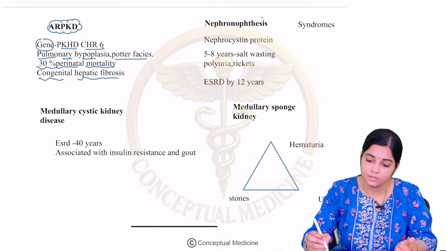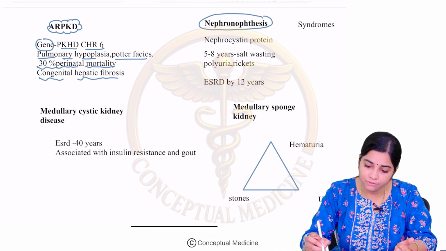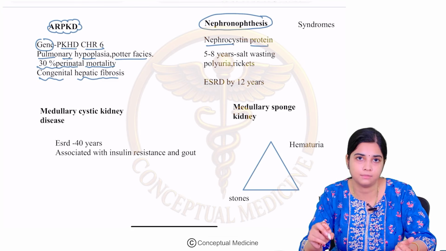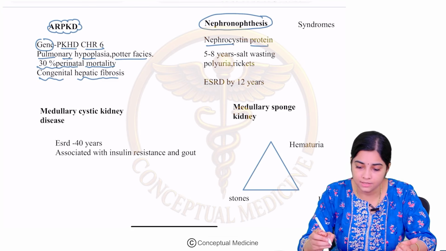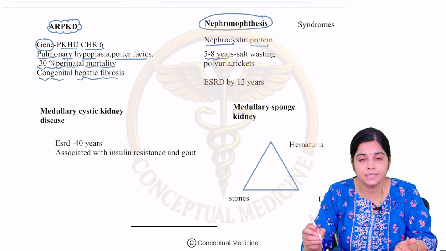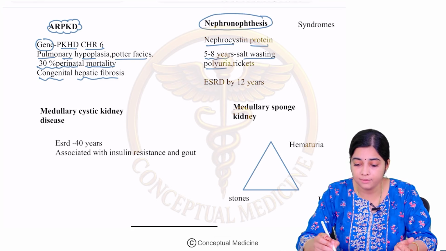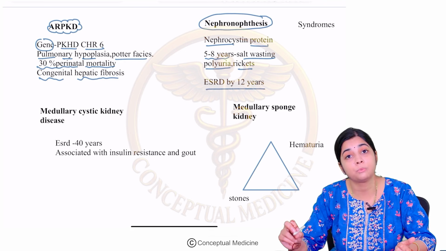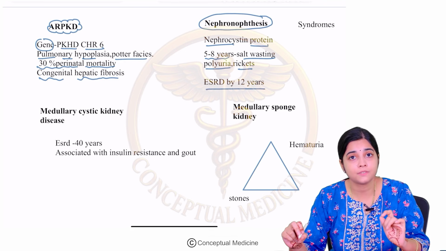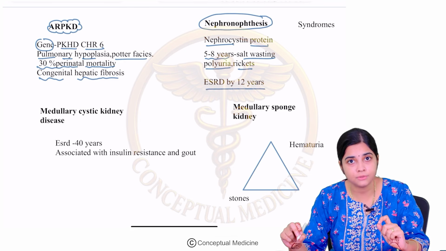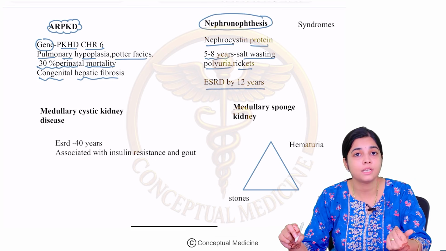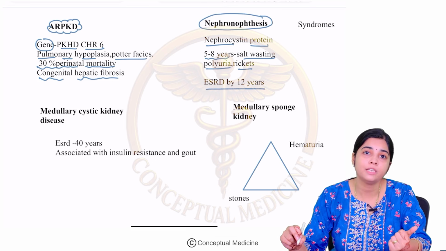perinatal mortality. The next cystic kidney disease is your nephronophthisis, which is because of an inherited defect in the nephrocystin protein. So how does nephronophthisis present? It presents at the age of 5 to 8 years and it presents with salt wasting, polyuria and rickets. And they reach end-stage renal disease by 12 years of age. So nephronophthisis is due to a defect in the nephrocystin protein. It presents in the age group of 5 to 8 years with salt wasting, polyuria and rickets, and they reach end-stage renal disease by 12 years of age.